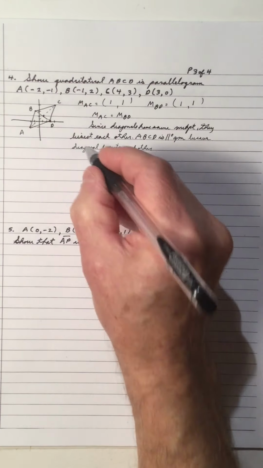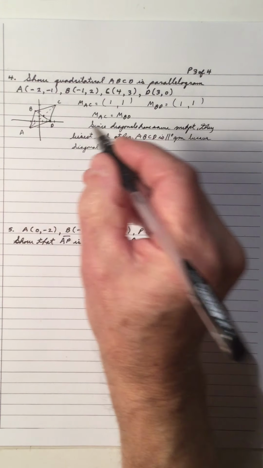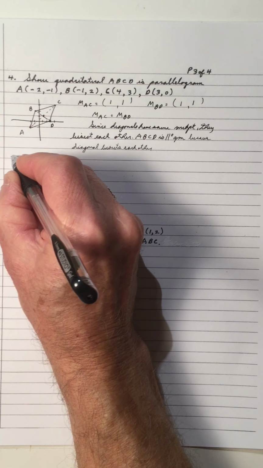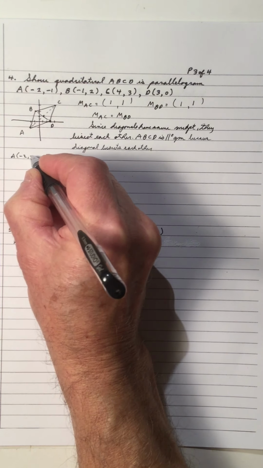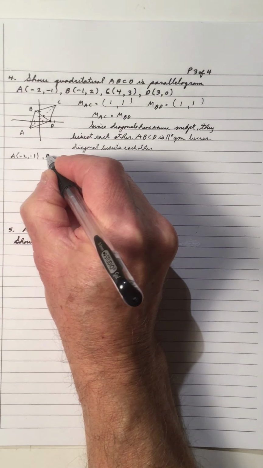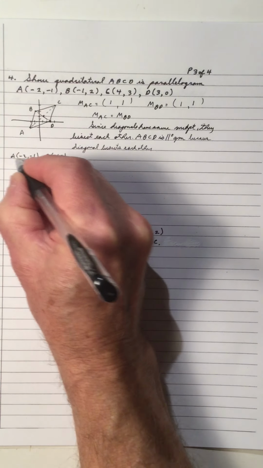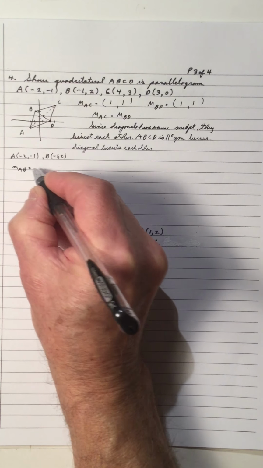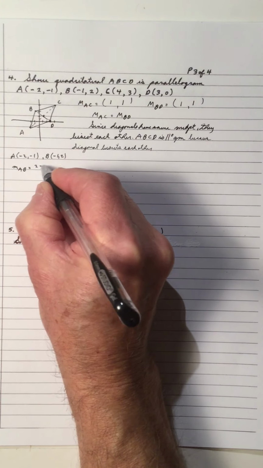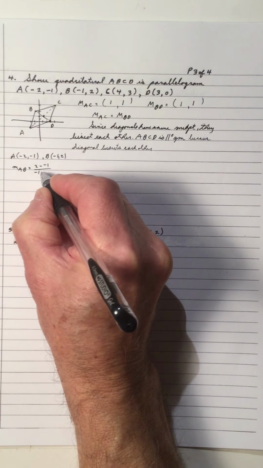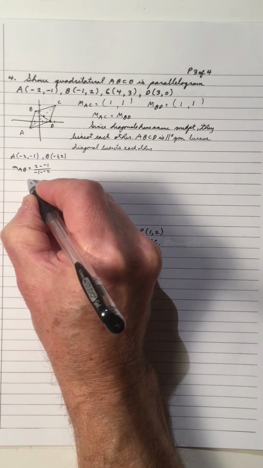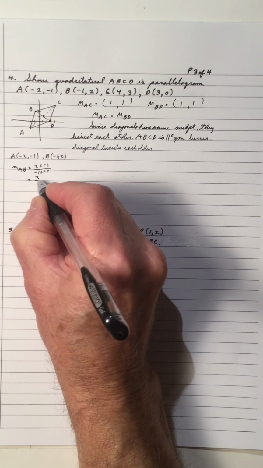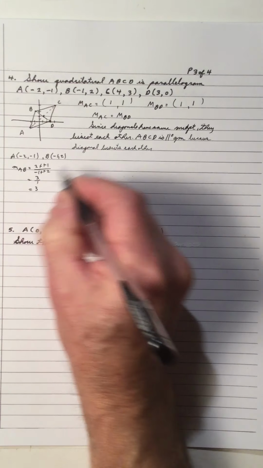And another way to do that would be to look at the slope of, let's look at A. We could do it by looking at the slopes. So the slope of AB is y2 minus y1 over x2 minus x1, and that's double negative, so that's a 3, and double negative, so that's a 1, so the slope of AB is 3.